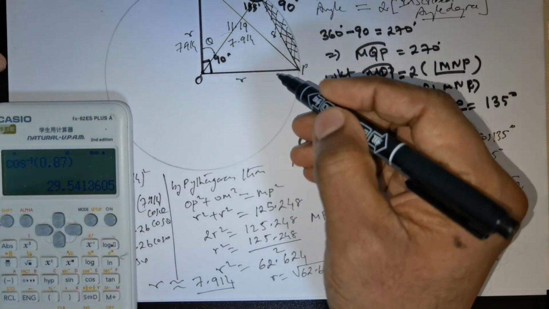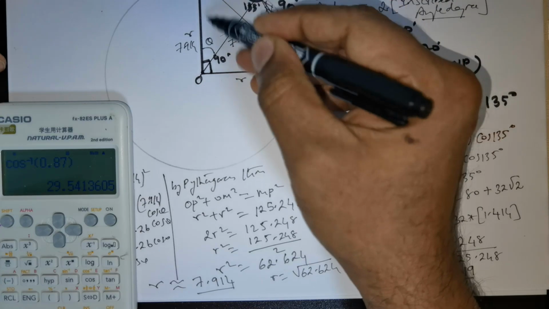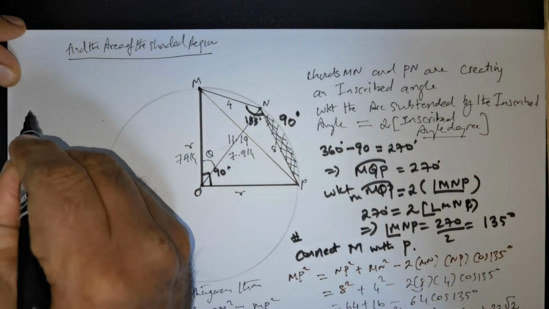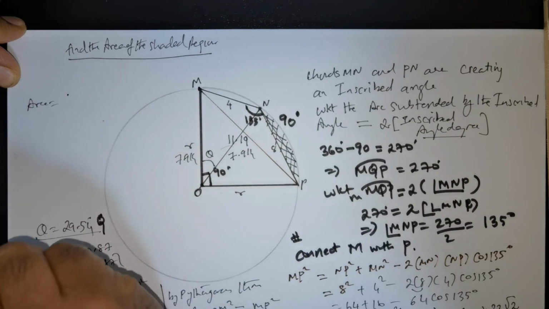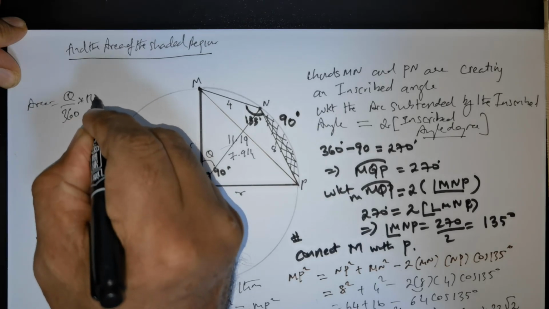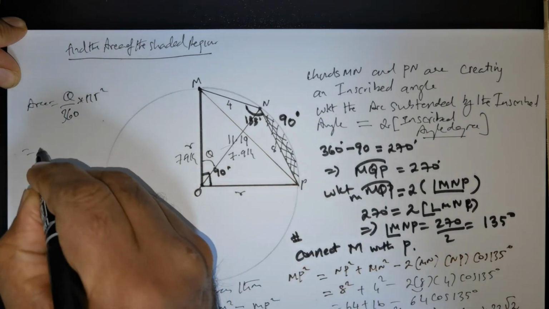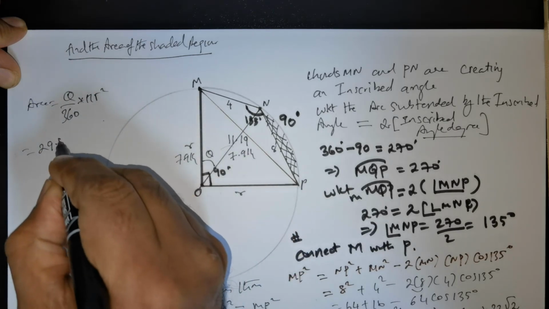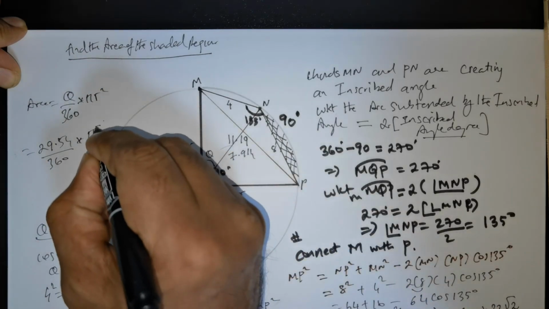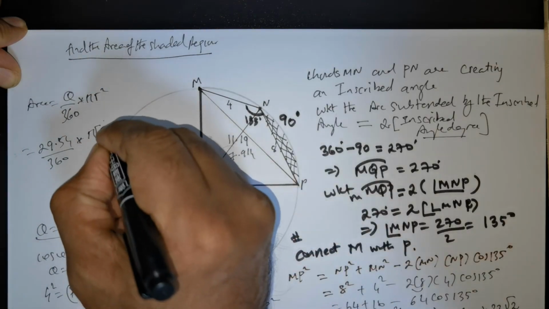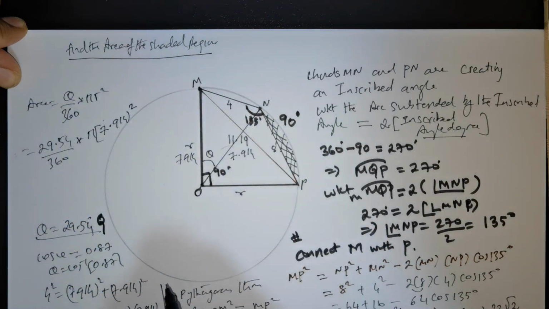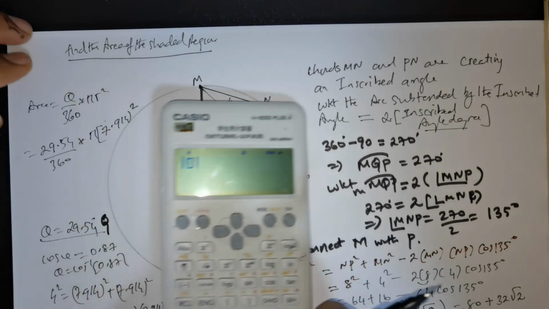That will help us to obtain the area of the sector. So let me do that here. Area of the sector is equal to theta over 360 times pi into r squared. So 29.54 divided by 360 times pi into radius. Radius is 7.914 squared. So let me divide this.